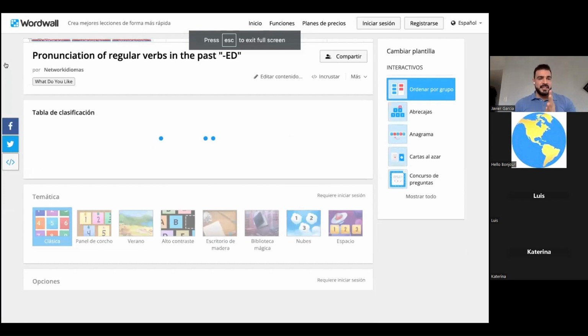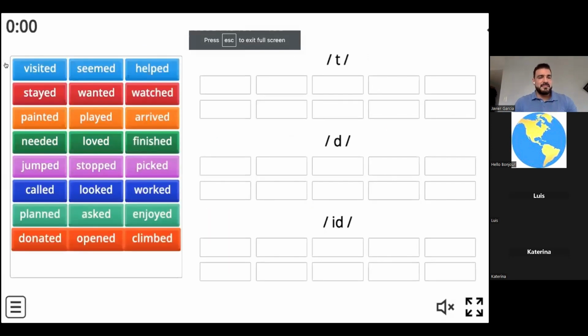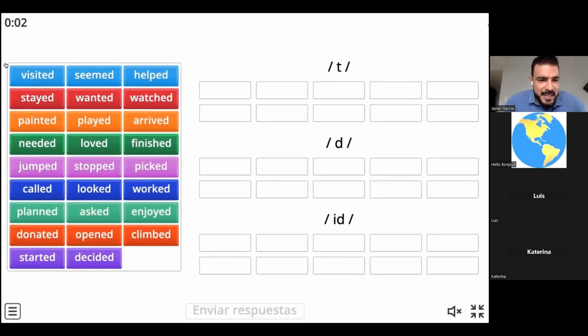So Luis, take the first one. The first one says visited, okay? Visited, and it has the T at the end. It has the visit, right? Because the regular word is visit. If we put it into the past tense, it's visited. So where do I put it? Do I put it in the T, the D, or the ID? D.